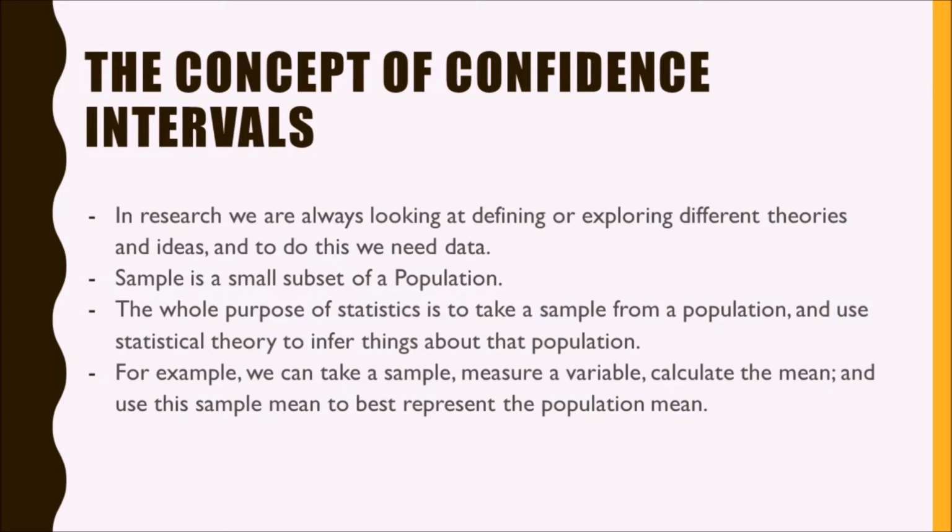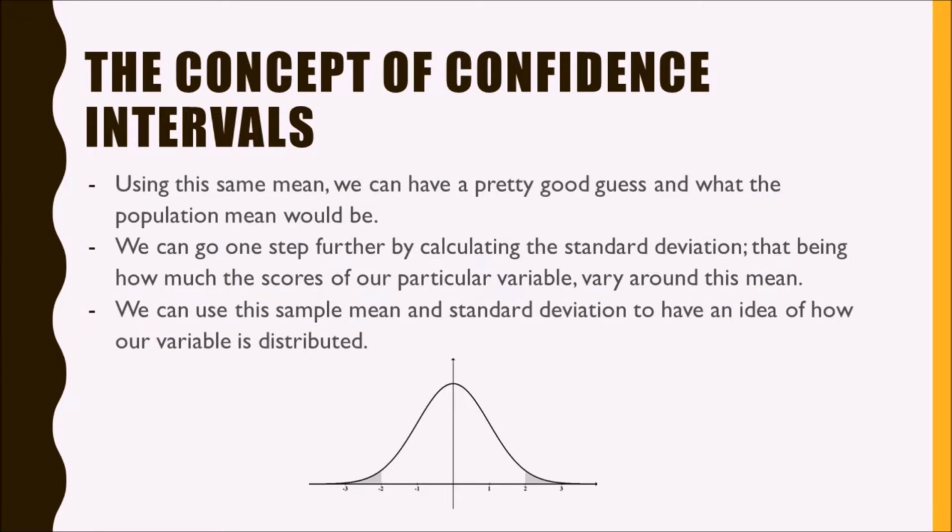The whole purpose of statistics is to take a sample from a population and use statistical theory to infer things about this population. For example, we can take a sample, measure a variable, calculate the mean, and use this sample mean to best represent the population mean. Using this sample mean, we can have a pretty good guess about what the true population mean would be. We can go one step further by calculating a statistic called the standard deviation, and can now measure how much variability there is around this sample mean.